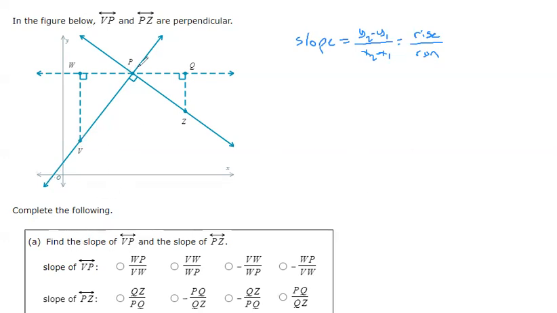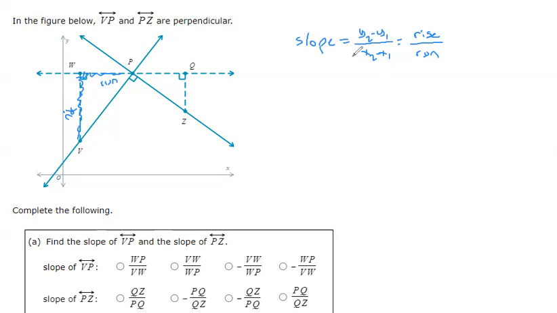This is V, this is P. If you want to find the slope of this line, you need to use this triangle. This is going to be your rise, and this is going to be your run. So if you look at the choices, the rise is going to be WV, so VW, and this is one, and this is another one.